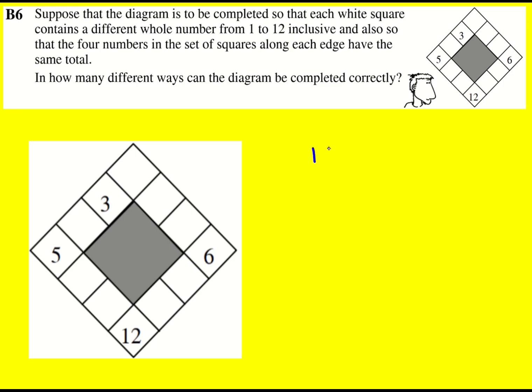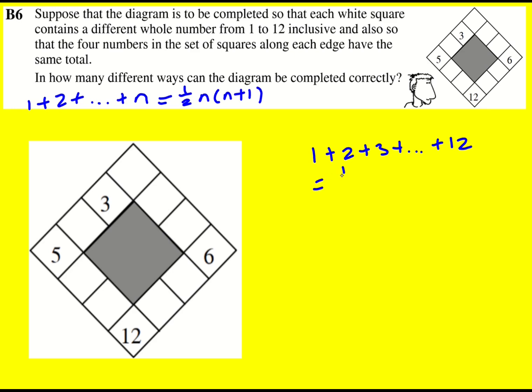The first thing I'm going to do is add up the numbers from 1 to 12. When you add up the numbers from 1 to n, there's a nice formula, a half n times n plus 1. This is the formula for the triangle numbers. So here it becomes a half times 12 times 13, which is 6 times 13, which is 78. Okay, I'll bring that back in a minute.